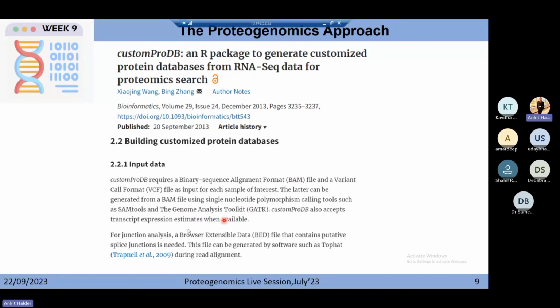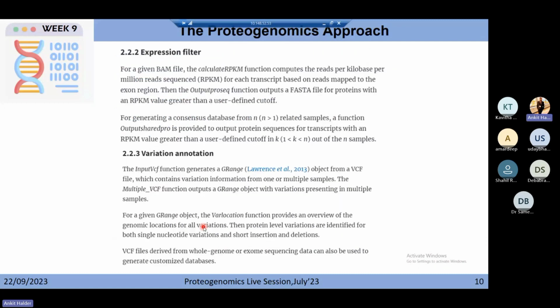So transcript expression estimates when available. Now, the expression filter. It was meant for RNA sequence data, but fortunately you can use it for whole exome or whole genome sequence data as well. From the VCF file, you can generate a customized database, and I have personally used that to generate the database. So for a given BAM file, you calculate the RPKM function.